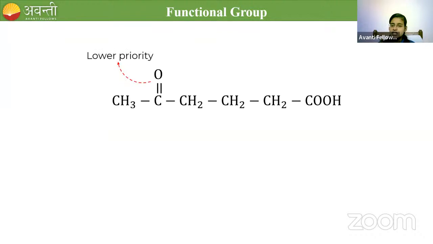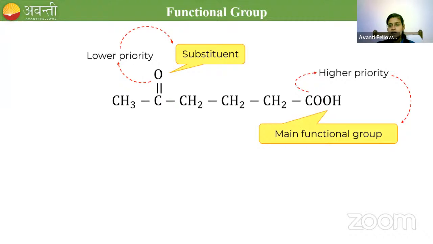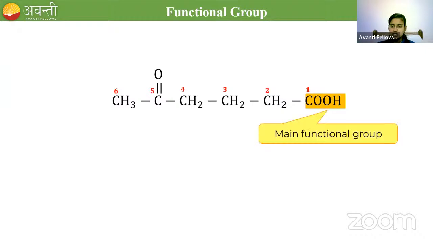Okay, so if it is taking the second preference, then it acts as a substituent. COOH is the higher priority group, right? So it is the main functional group. So numbering has to start from the COOH only. So right to left numbering is correct. COOH should get the first preference, since it is the main functional group.